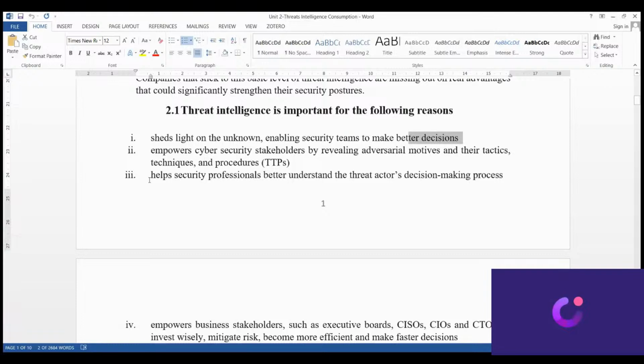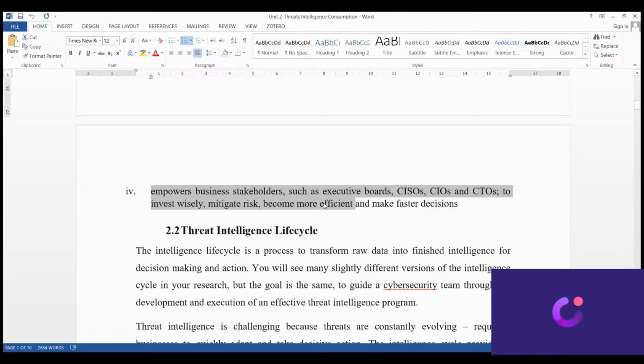Then it also helps security professionals better understand the threat actor's decision making process. It also empowers stakeholders such as executive boards, CEOs, and CTOs to invest wisely and mitigate in the most efficient way, and make faster decisions.